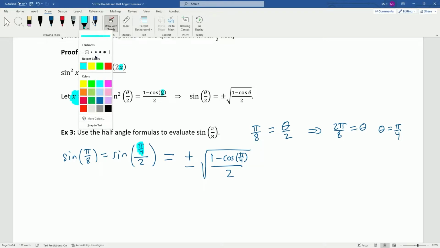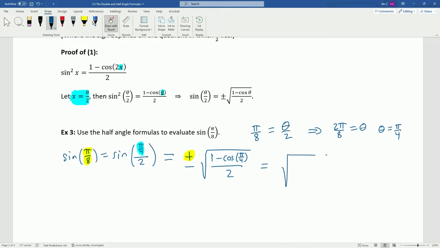Now we just have to figure out, is it plus or minus? Well, you just look at your original angle, and that's very important. Don't look at theta. Theta doesn't matter, and sometimes it'll be misleading. Look at the actual angle you're evaluating at. We're trying to evaluate sine of pi over 8. That's the first quadrant, so I'm going to use the positive root.